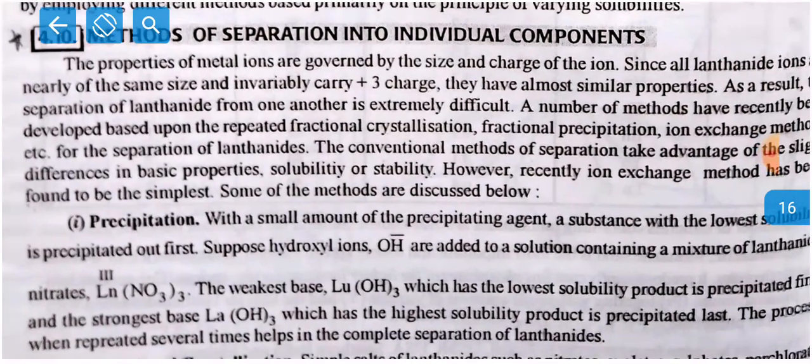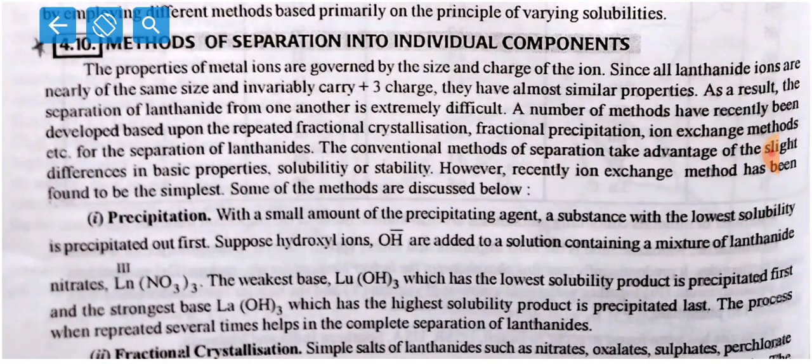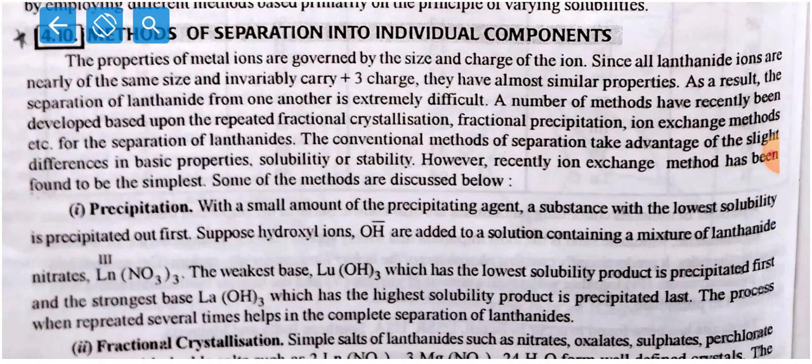A number of methods have recently been developed based on repeated fractional crystallization, fractional precipitation, ion exchange method, etc. for the separation of lanthanoids. The conventional methods of separation take advantage of slight differences in basic property, solubility or stability. However, recently the ion exchange method has been found to be the simplest. Some of the methods are discussed below.